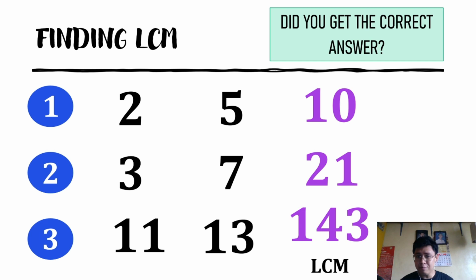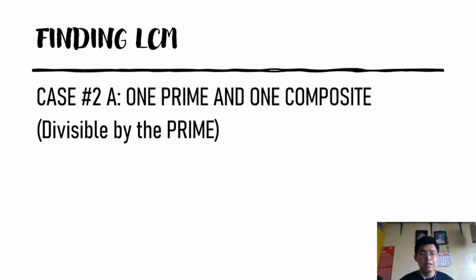Okay, can we proceed? Let's proceed. Case 2. What if we're given a prime number and one composite number? Here we need to assess the composite number. Is the composite number divisible by the prime number? If the answer is yes, we have a very simple way of identifying the least common multiple.